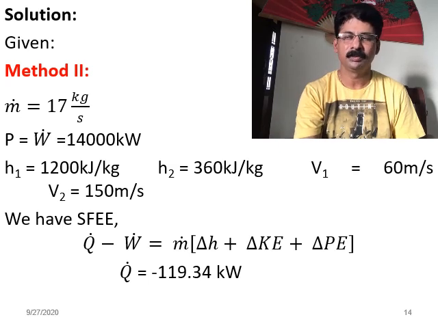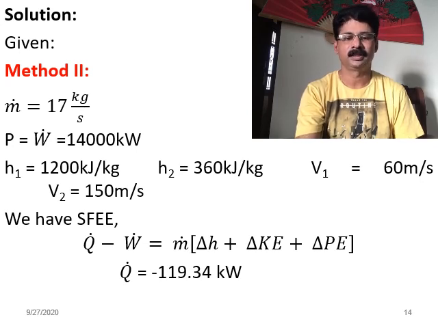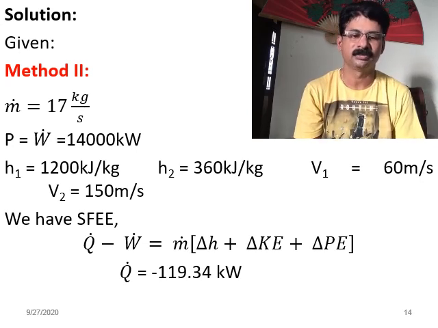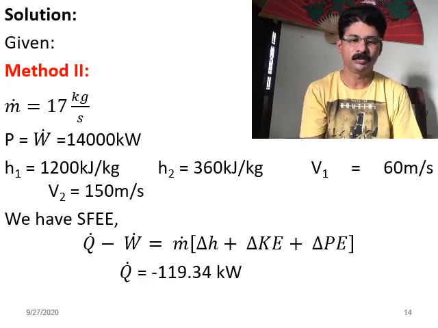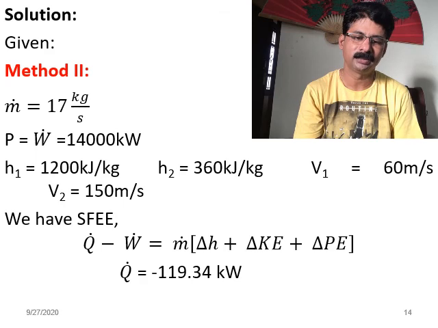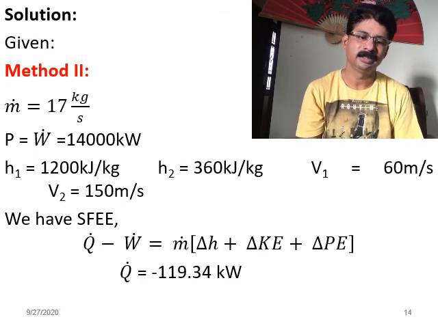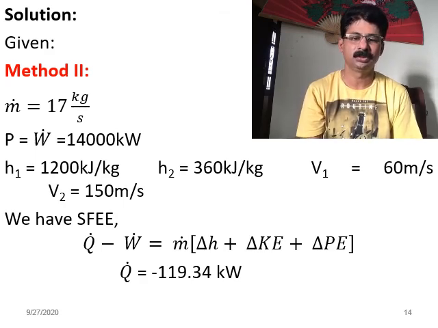In fact it is negative, because heat is rejected. So minus 119.34 kilowatt. You can check the substitution, which I have just shown. I hope this is the better method, because here you directly get the answer in kilowatt, in rate form, rather than method 1. You can go to method 2 directly.